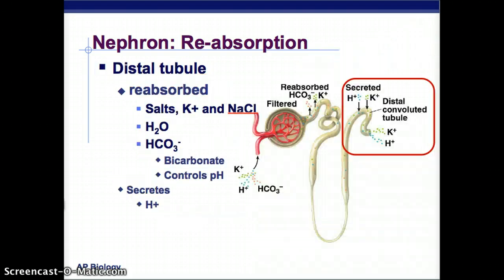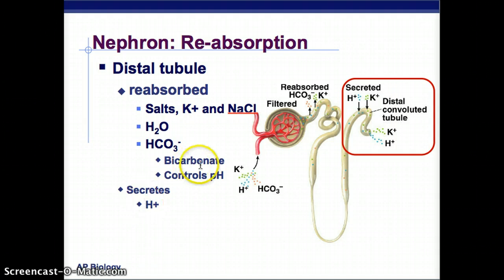All right, then continuing, we're still in the reabsorption phase. So there was filtration, now we're in reabsorption still. The distal tubule is the next part after the loop of Henle. In the distal tubule, we reabsorb salts, potassium, and NaCl. And we also reabsorb water and bicarbonate, which helps to control pH. We also secrete hydrogen ions.